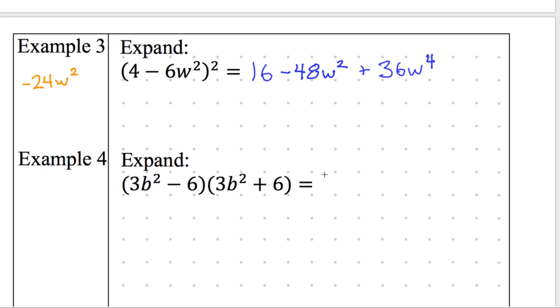Andrea, go for it. 9b to the fourth. 9b to the fourth. What do you guys think? Yeah, thumbs up, thumbs up. I also give a thumbs up. Someone else do the next term. Yeah, good job, Andrea. Yeah, there it is.